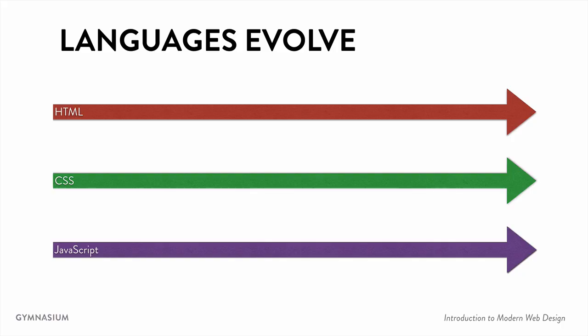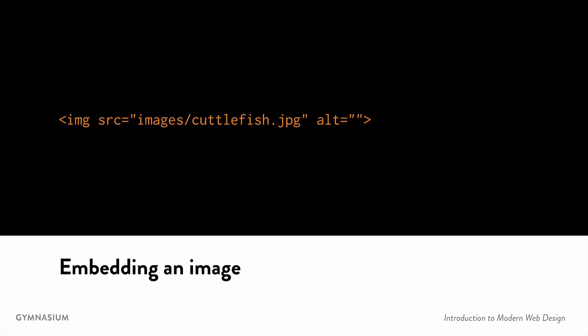Everything doesn't move in lockstep, it moves at its own pace, but each of these languages continues to evolve. As part of that evolution, we've had the creation of adaptive images, which are for use within a responsive context. So here we have a standard way of embedding an image.